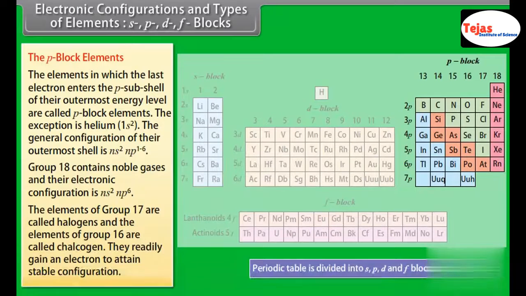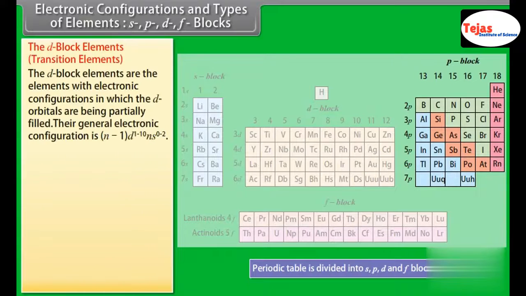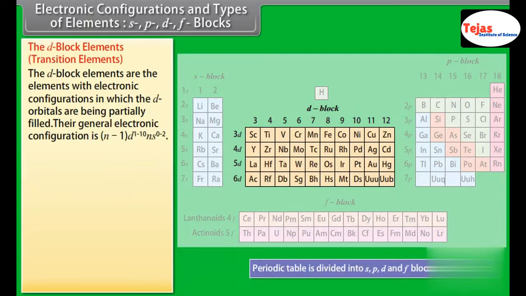They readily gain an electron to attain stable configuration. The d block elements, transition elements. The d block elements are the elements with electronic configurations in which the d orbitals are being partially filled.